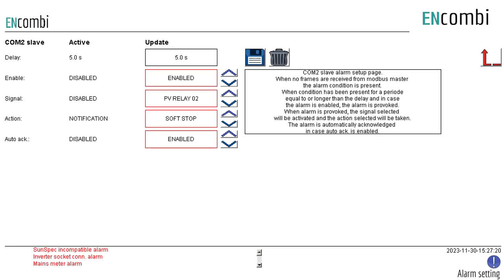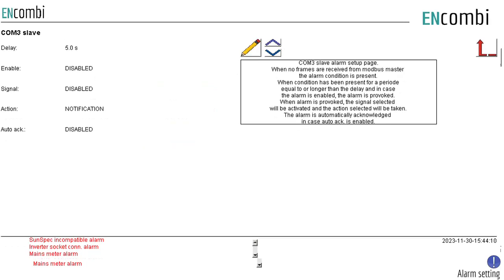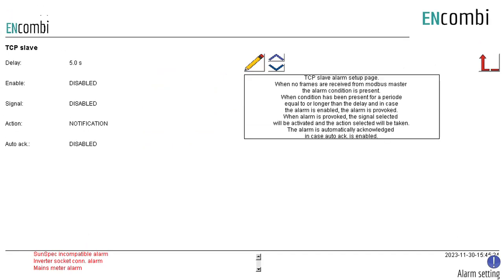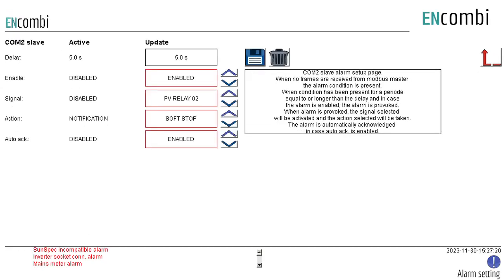There are three slave alarm settings available. The first one is the COM2 slave alarm. The second one is the COM3 slave alarm. And the third one is the Modbus TCP slave alarm. If COM port 2 is not used for master communication, then it can be used for connecting to a Modbus master and pulling out data from ECPv2.